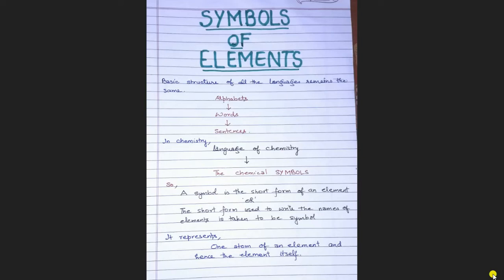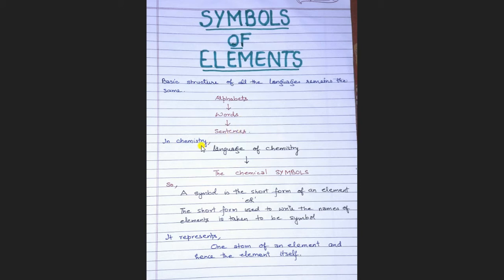In this topic we will study what a symbol is and the history of symbols. As you can see here, symbols of the elements. First, I want to tell you that the basic structure of all languages remains the same. That means alphabets, words and sentences. Whatever language you are speaking or whatever language you know, it first starts from the alphabets, then it forms words, and then it forms sentences.